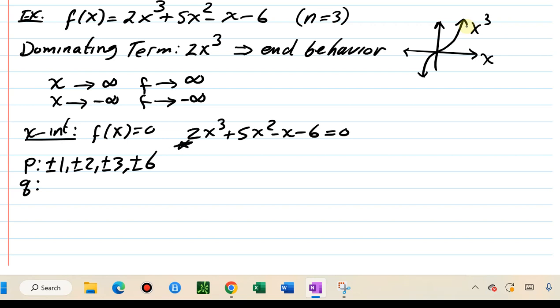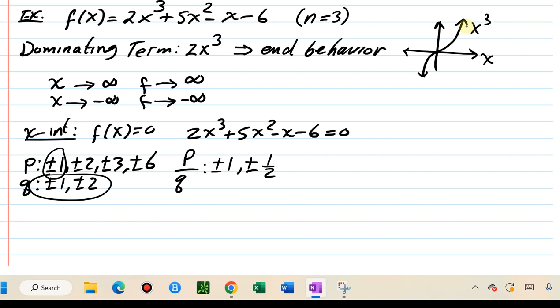Q are the factors of the leading coefficient, plus minus 1, plus minus 2. So the rational zeros is the ratio of plus minus 1. So we're going to take each of these and divide by Q. 1 over 1 is 1, plus minus 1 over 2 is 1/2.